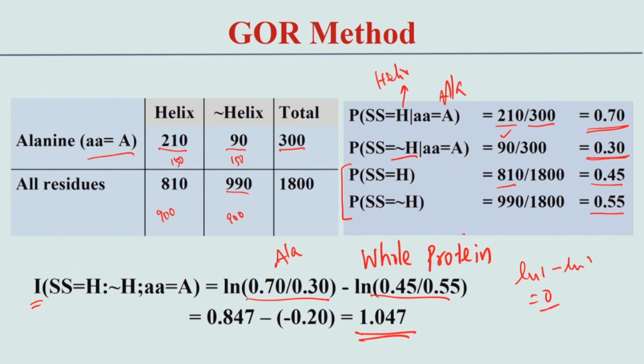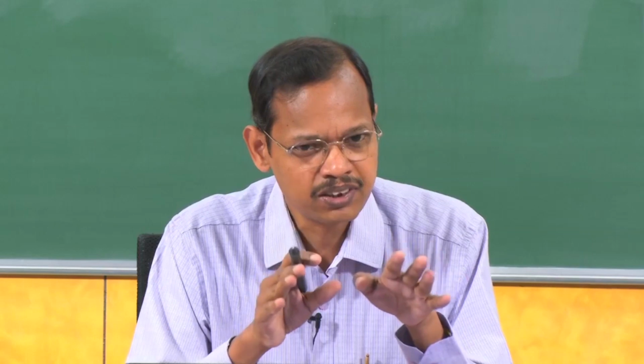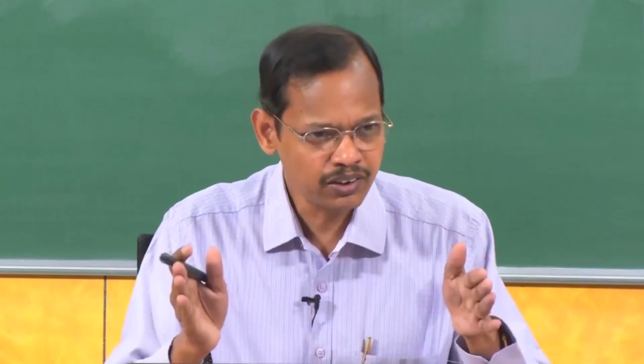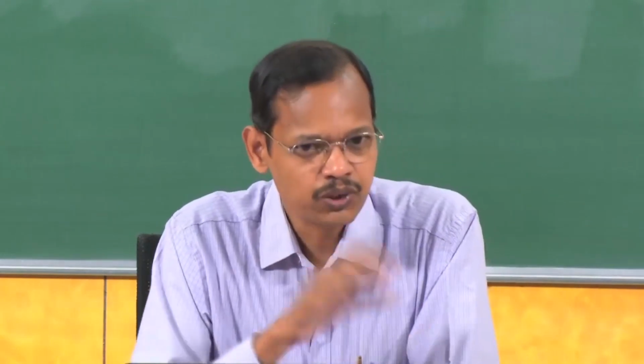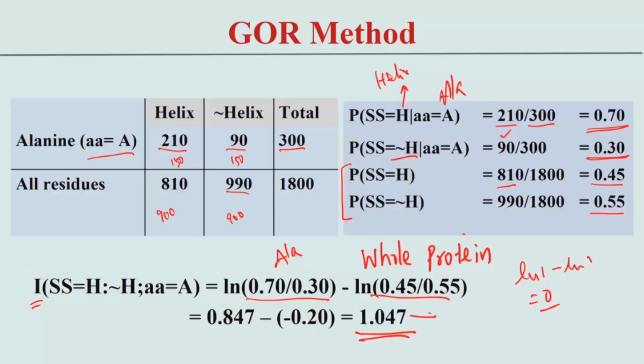This will tell you that if it is randomly distributed, that means the distribution is the same at the full protein level as well as at any residue level, then we will get a value of 0. If it is more than 0, then this is the preferred one. If it is less than 0, you can see it is not preferred in that particular secondary structure.